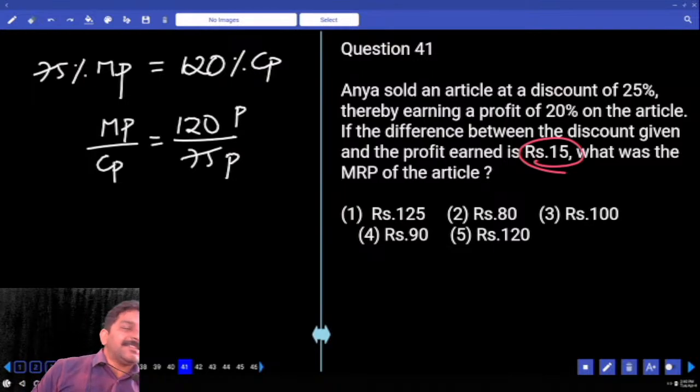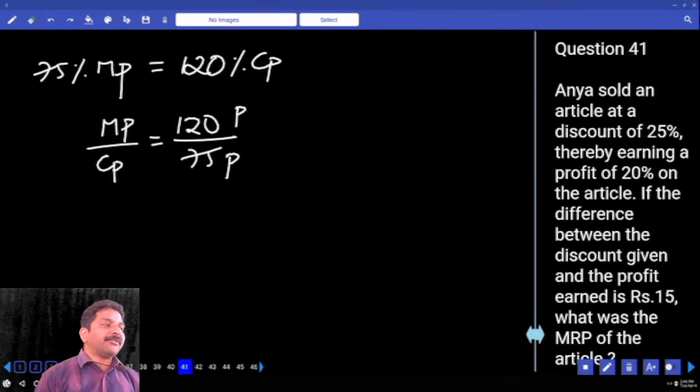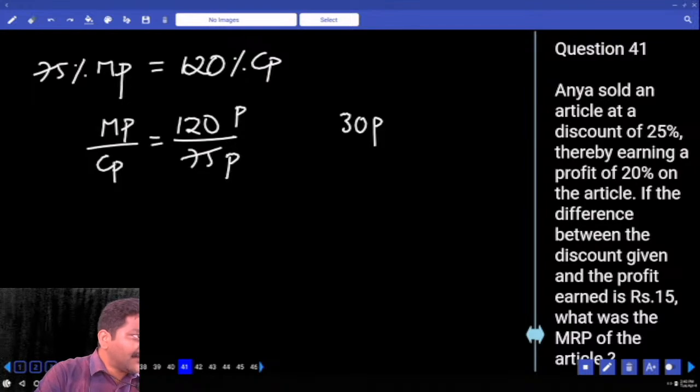What is our market price? Among market price only we have to give discount. What percent discount is offered? 25%, which is 1/4 only. Then what is 1/4 of 120 parts? 30 parts. Okay, what is the profit percentage? Mentioned in the question, 20%.